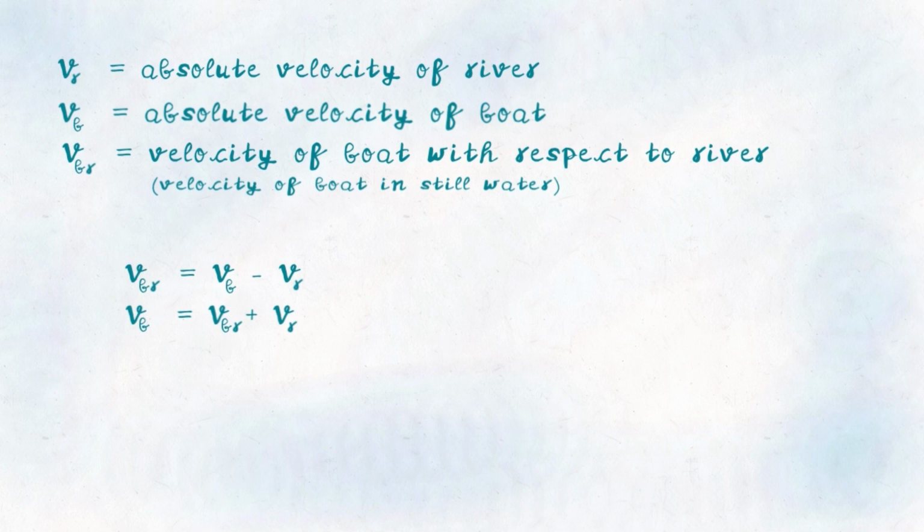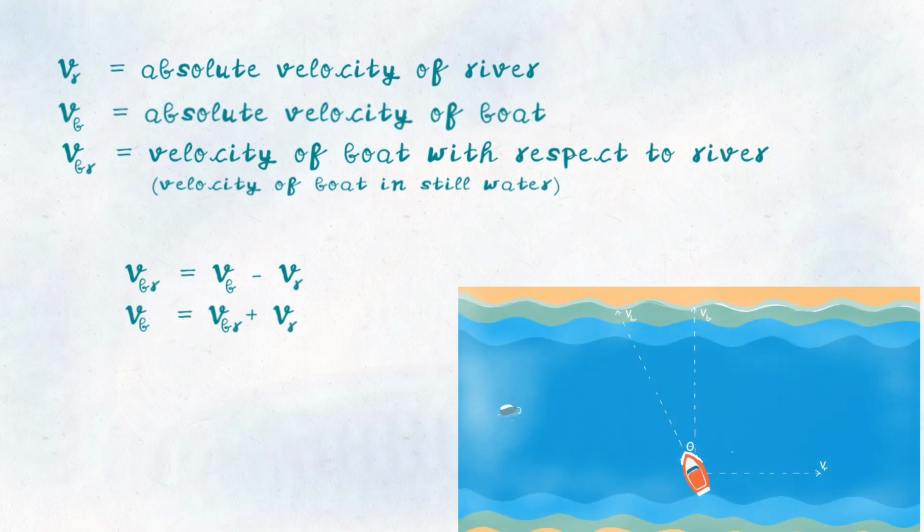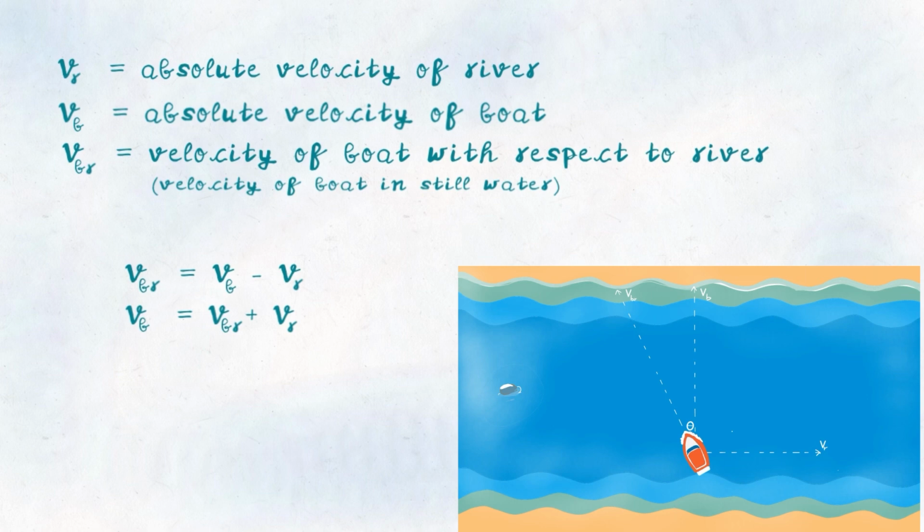Before starting with the question, let's first understand the part which makes this topic confusing. We will use the concept of relative motion, which is VBR equals VB minus VR. In the video we can see that VBR is the velocity with which the boatman is trying to steer the boat and VB is the actual velocity of the boat seen from the ground. Finding the actual velocity of the boat will answer all our questions.